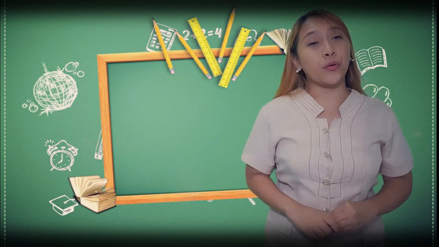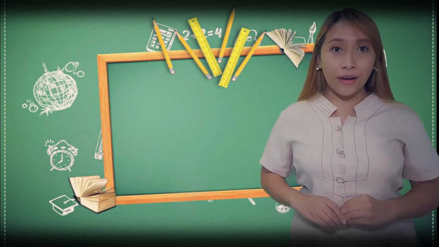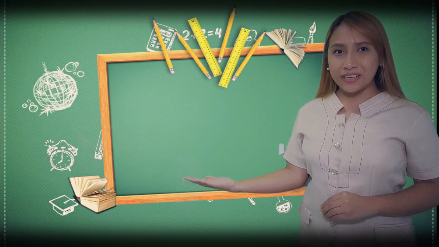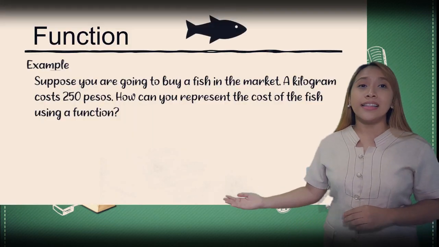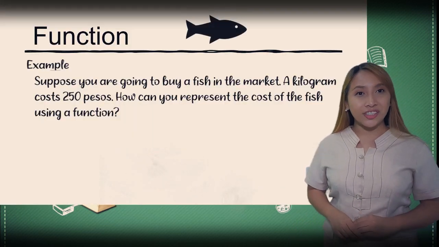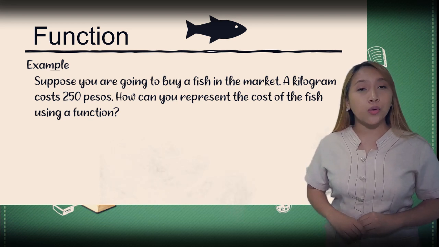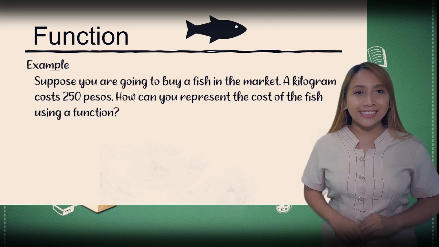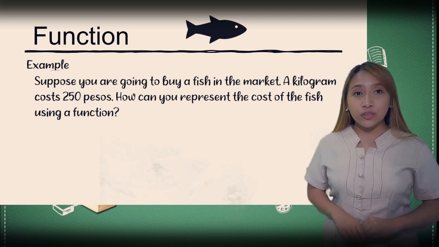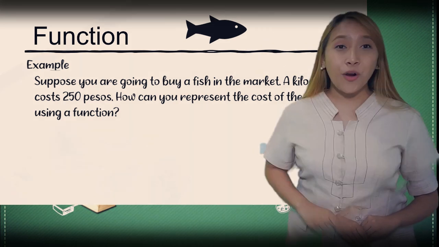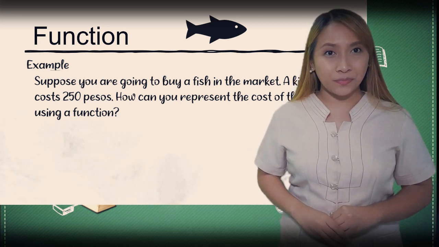In this video, we are going to focus on how to represent real-life situations using a function in the form of an equation. Let's have an example. Suppose you are going to buy fish in the market. A kilogram of fish costs 250 pesos. How can you represent the cost of the fish using an equation? Of course, we need to first identify the domain and the range in this example.